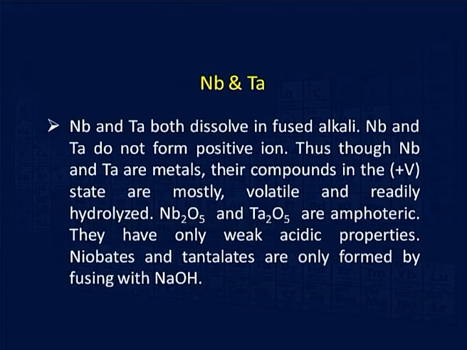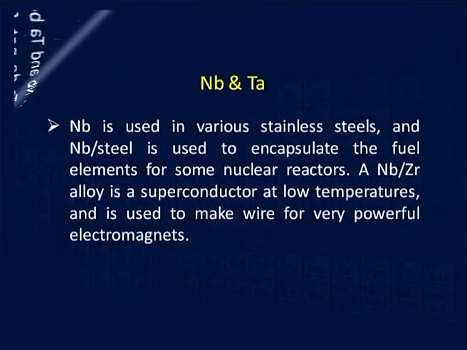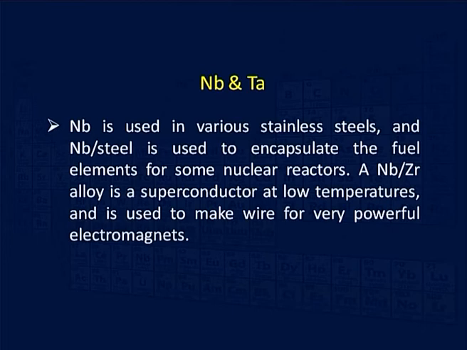For example, Nb2O5 and Ta2O5 are amphoteric in nature. They have only weak acidic property. Niobates and tantalates are only formed by fusing them with alkali. Niobium is used in various stainless steels, and niobium steel is used to encapsulate the fuel element for some nuclear reactors. A niobium-zirconium alloy is a superconductor at low temperature and is used in the wire for very powerful electromagnets.